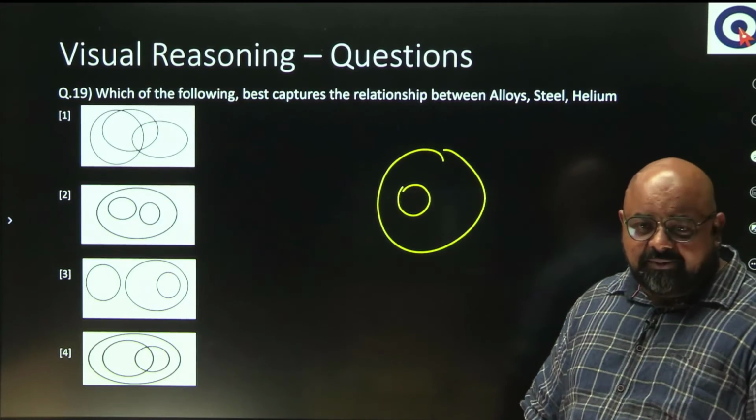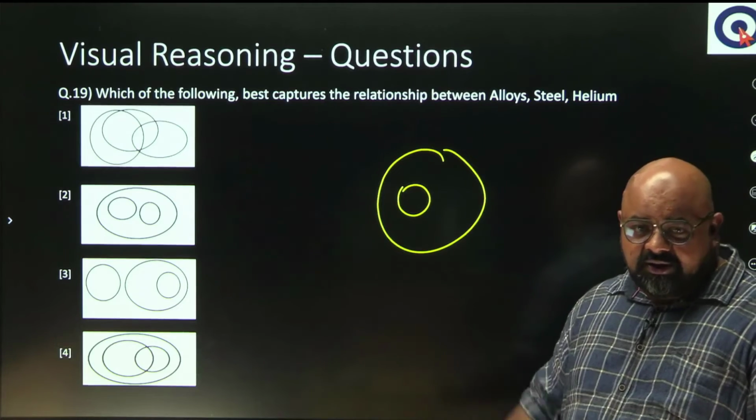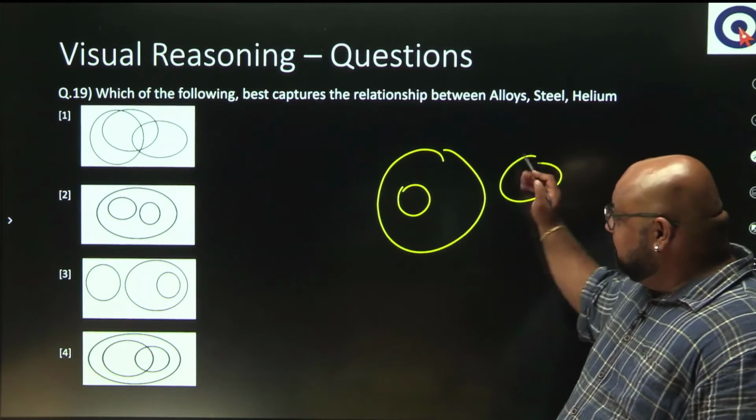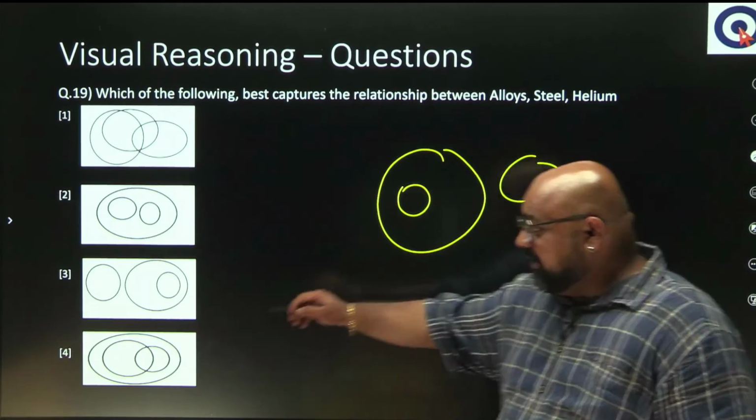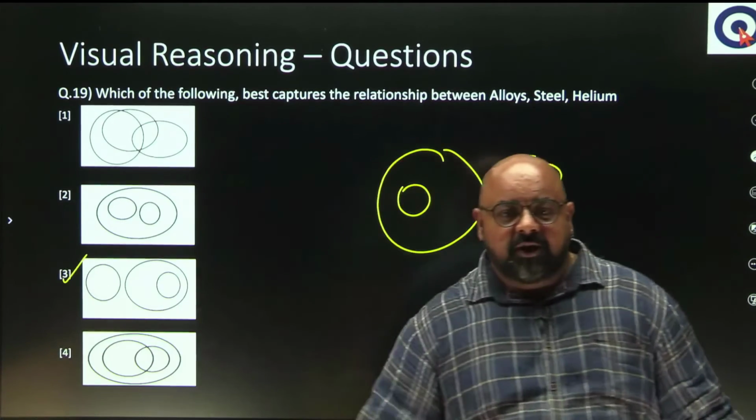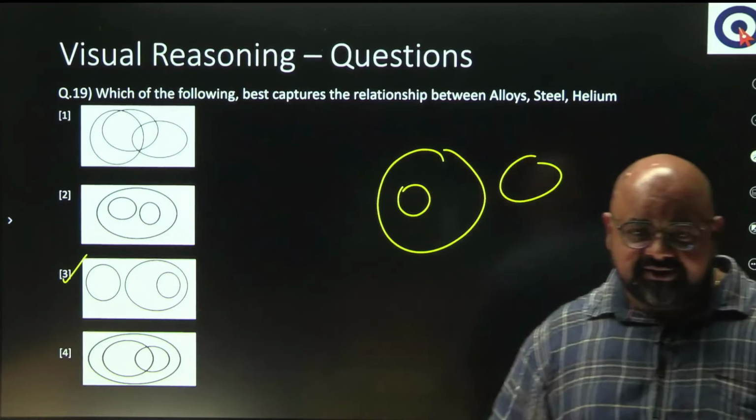Where will helium be placed? Helium is not an alloy, therefore it has to be outside this part which talks of alloys, so outside that circle, and therefore the relationship is best captured by option 3, visual reasoning.